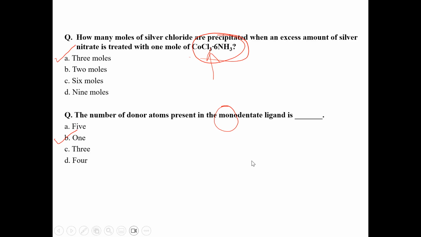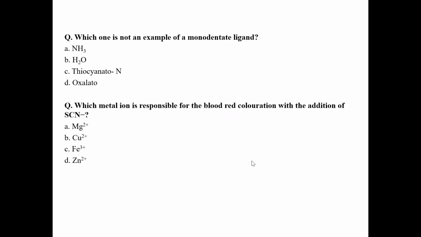Moving to the next slide. Which one is not an example of a monodentate ligand? In NH3 there is only nitrogen which can donate its lone pair to the metal center. In water it is oxygen. In thiocyanato-N, because nitrogen is specified here, it will be present in the form of NCS, and only this atom will donate the electron to the metal center.